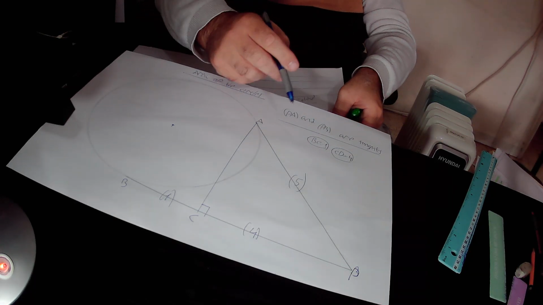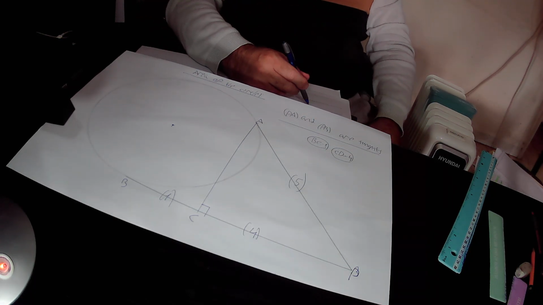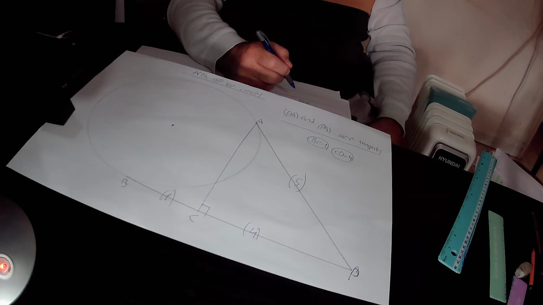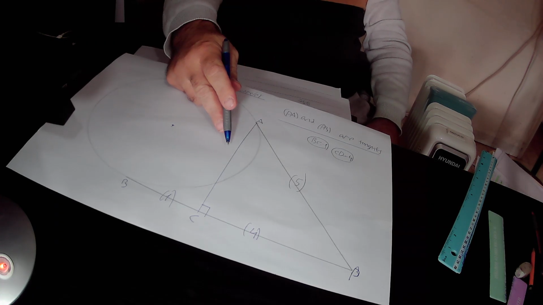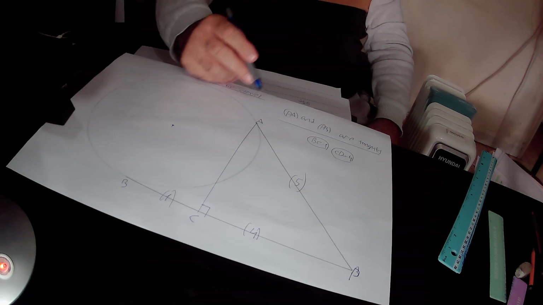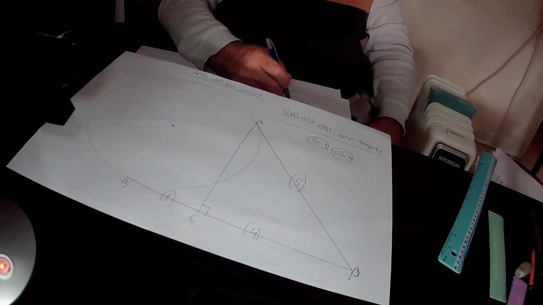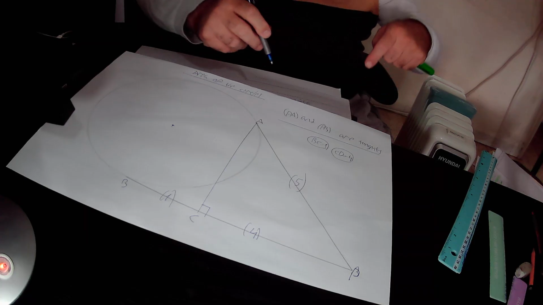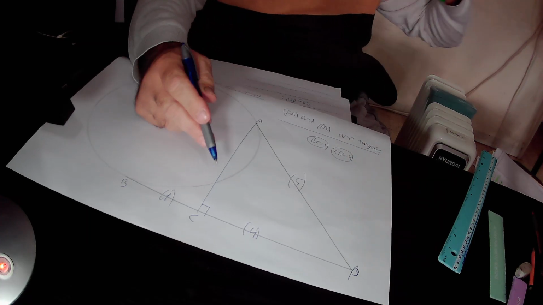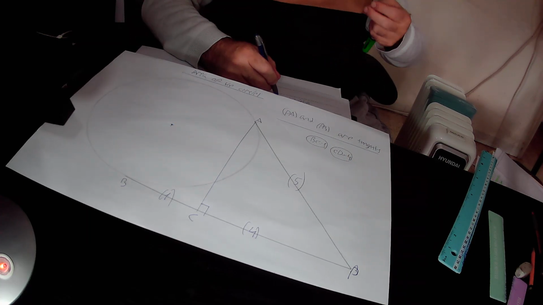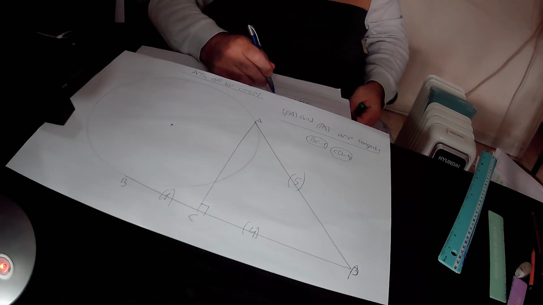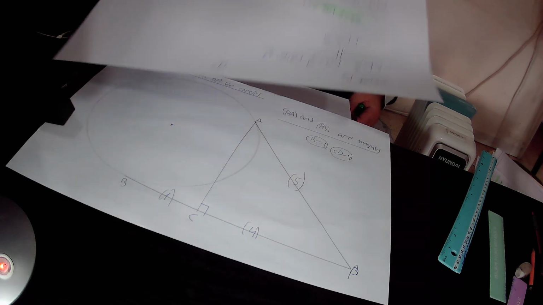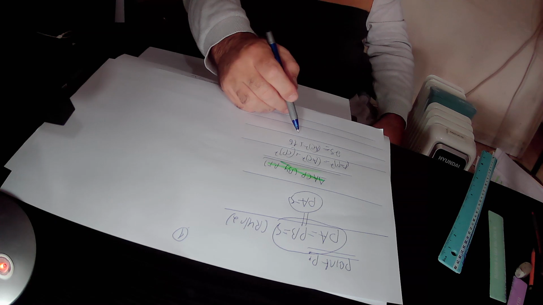AP equals 5, therefore AP squared is 5 squared, that is 25. And it equals AC squared. AC is the missing side, so we leave it as it is. So it is AC squared plus CP squared. CP is 4, therefore CP squared is 4 squared, that is 16. So in total we found that 25 equals AC squared plus 16.